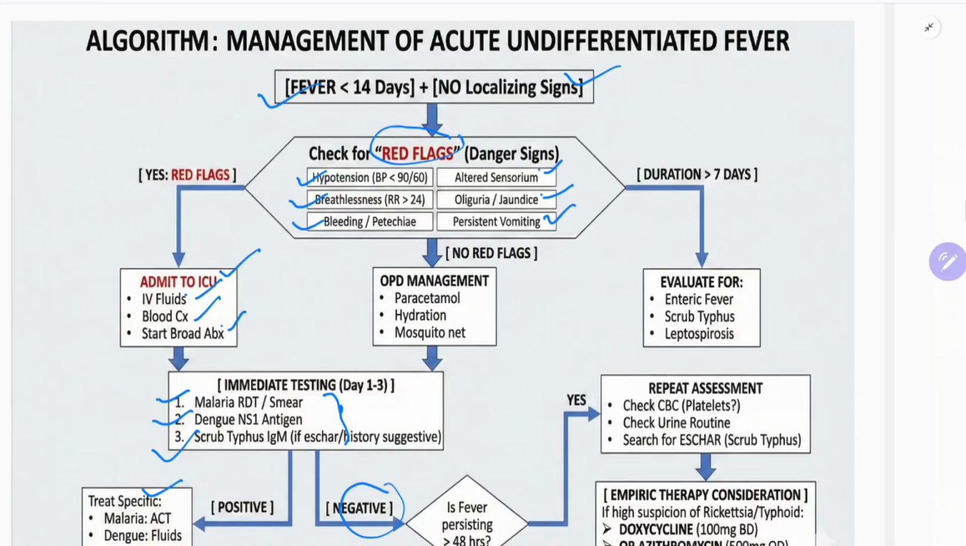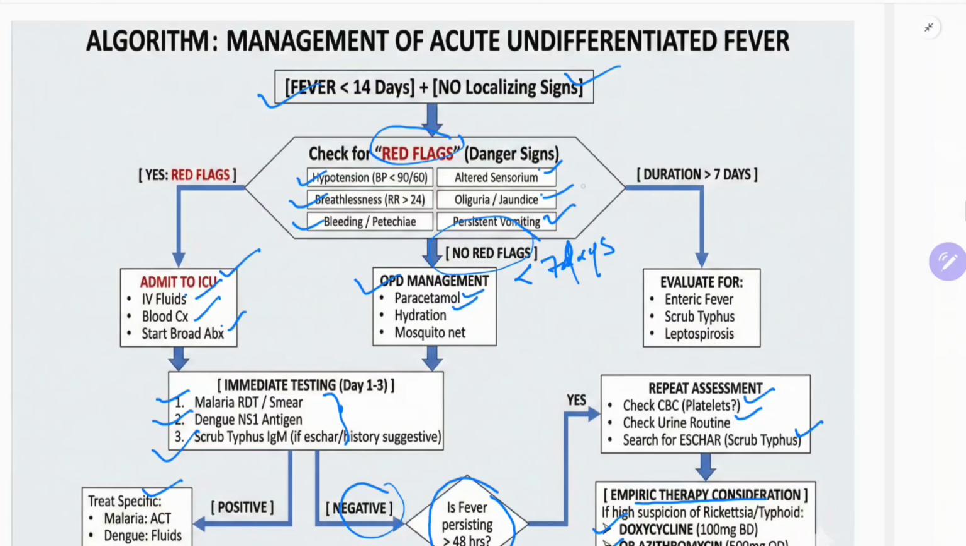Now if these three things are negative, and if fever is still persisting for more than 48 hours, meaning 5 days have gone, then repeat the assessment, check CBC, check urine routine, search for eschar, and empiric therapy should be considered. If high suspicion for rickettsial or typhoid, doxycycline, azithromycin, and ceftriaxone should be given. Now that's about red flags. If the patient does not have red flags and the duration is less than 7 days, manage symptomatically like paracetamol, hydration. Okay, that is the symptomatic.